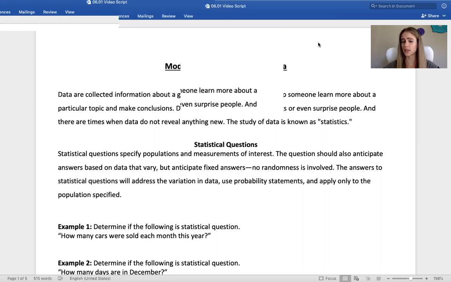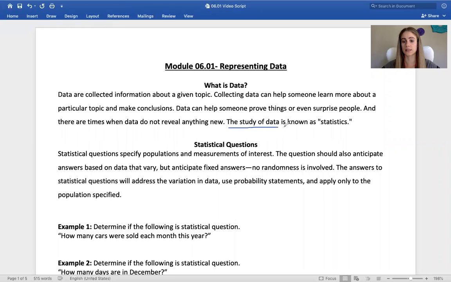All right, before we get into some of the real-world scenarios, let's talk about what data is, and then we can go over some ways that it is used in our daily lives. So what is data? Data are collected from information about a given topic. Collecting data can help someone learn more about a particular topic and make conclusions. Data can help someone prove things or even surprise people. And there are times when data does not reveal anything new. The study of data is also known as statistics.